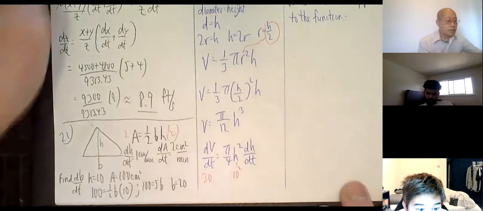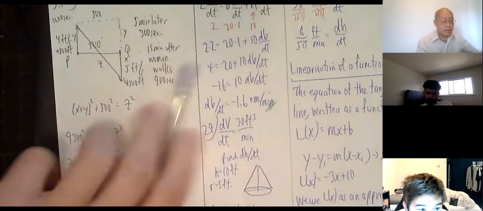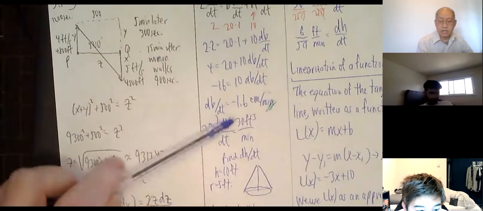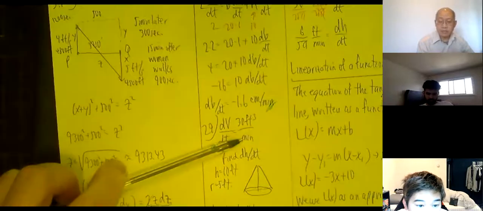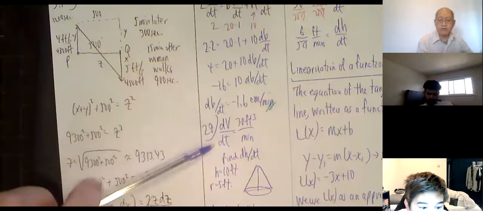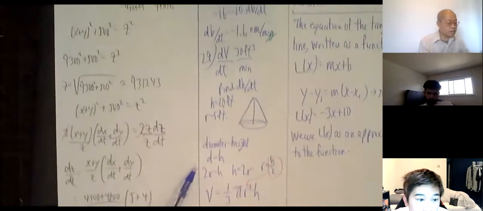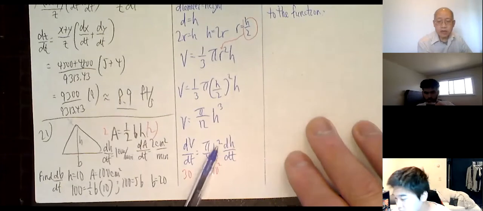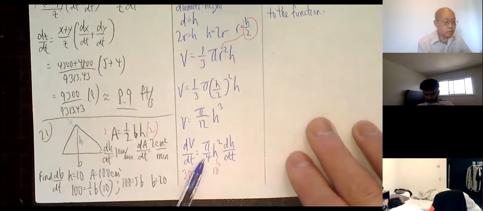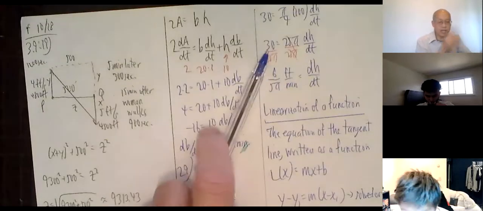Now it's just a straight plug-in. They told me dV/dt is 30. In case you're wondering how you know it's dV/dt, you can tell by the units. Feet cubed, that's volume. Minute is time. So it's volume over time, dV/dt. 30 goes here. The height they told me was 10. That goes there. 10 squared is 100, and 100 divided by 4 is 25. So 30 equals 25 pi dh/dt.